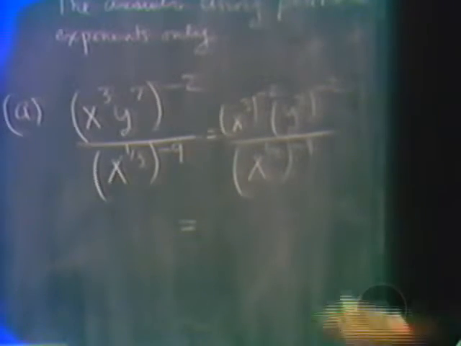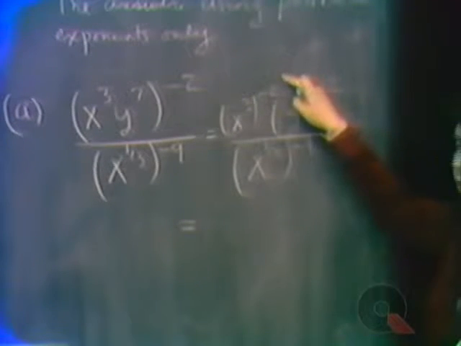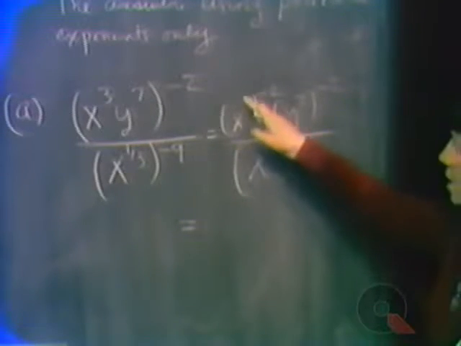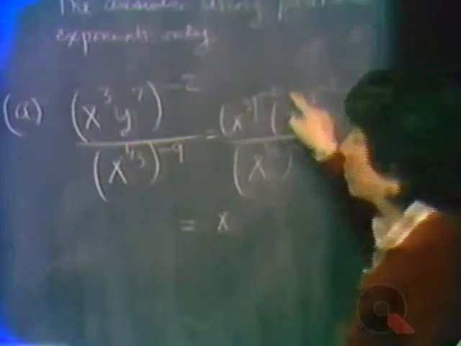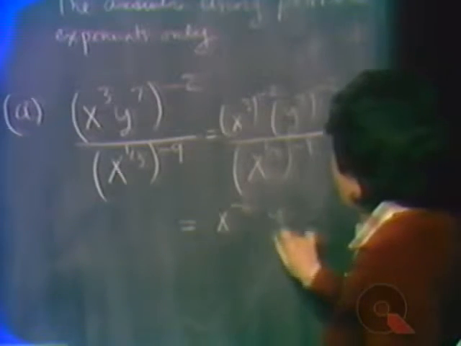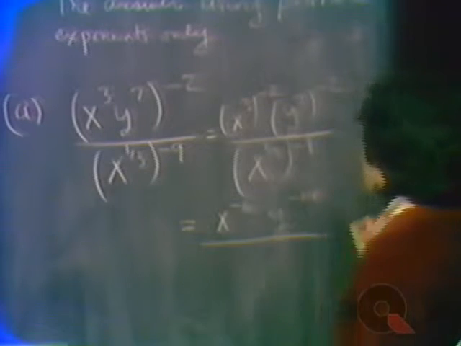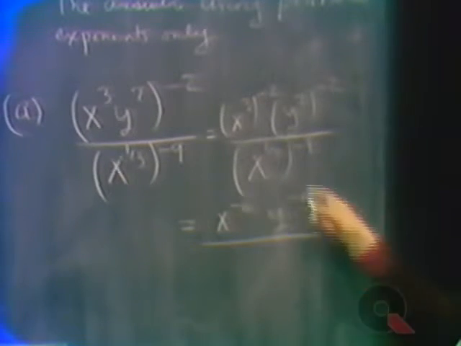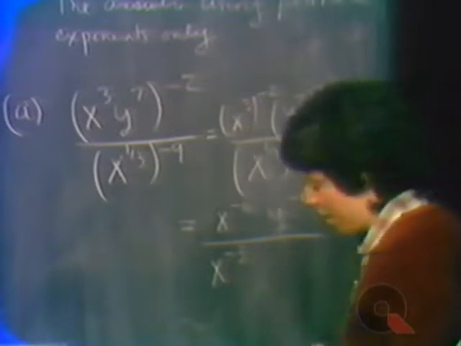Now, whenever you have x raised to a power, the whole thing raised to a power, you can multiply the powers together. x to the a to the b is x to the a times b. So we get x to the 3 times minus 2, or minus 6 power, y to the 7 times minus 2, or minus 14 power, over x to the 1/3 to the minus 9, that is x to the minus 9/3, or x to the minus 3 power.